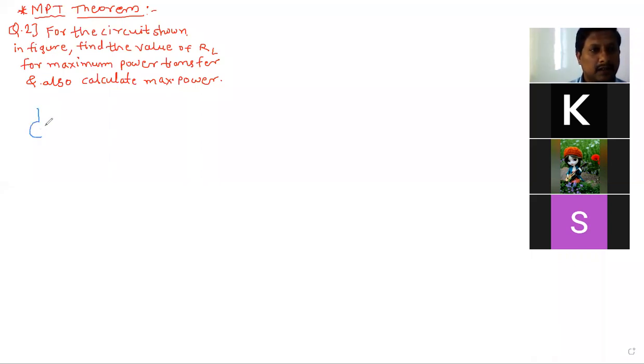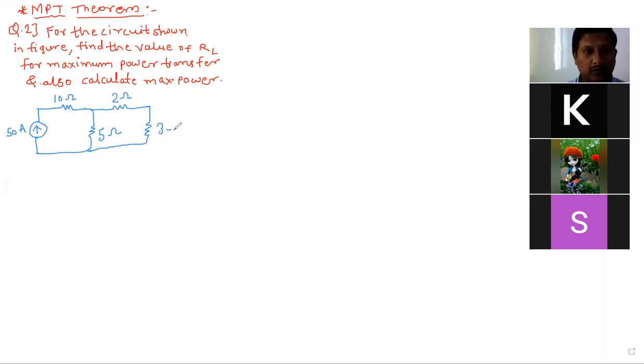The circuit diagram is given. So this is the 50 ampere current source, 10 ohm. This is 5 ohm. This is 2 ohm. This will be 3 ohm. And this is the variable load resistor, RL. So this is the circuit diagram. Are you getting my point?